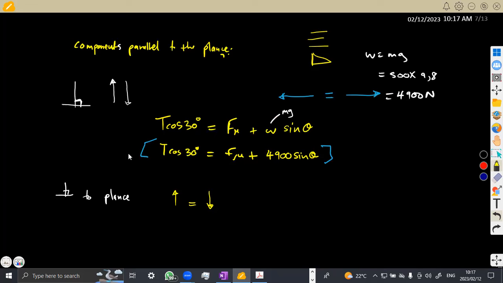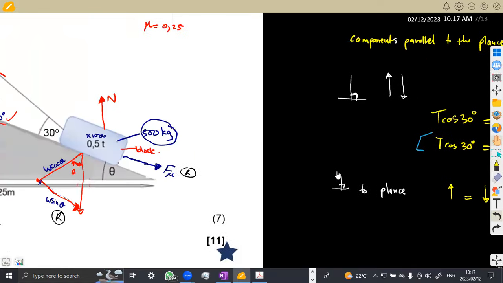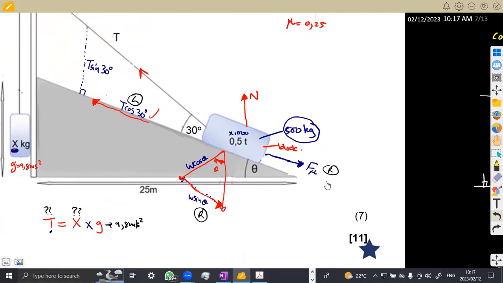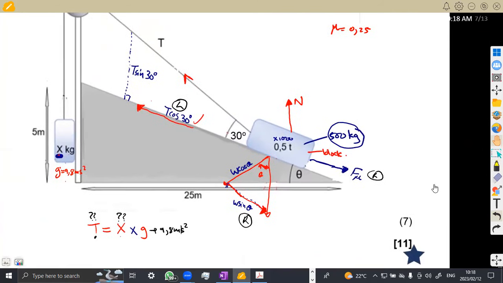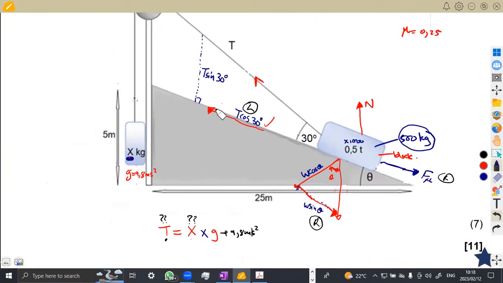Okay, let's see. What is going up? What is going down? Okay, so we are going to refer back here. Let's refer back to our diagram. All right, so this is our diagram, guys. If we are to check the ones that are going down here, we are going to see that the only part that is going up here is our N. Okay, this N is going up, which is the normal reaction.